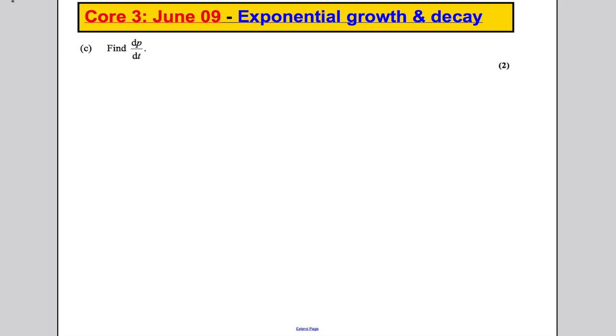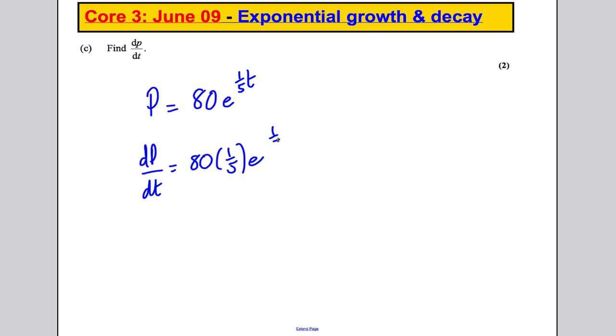Part C, find dp by dt. Well, P is 80 e to the 5th t. So differentiating this with respect to t, it would be 80. The differential of a 5th t is a 5th. And then you would keep your e to the 5th t. So it would be equal to 80 times a 5th, which is 16 e to the 5th t. And we've done.